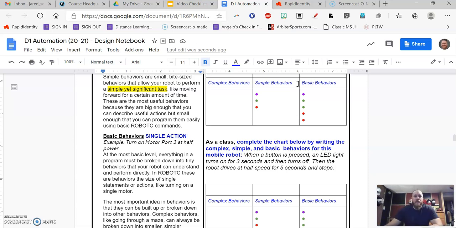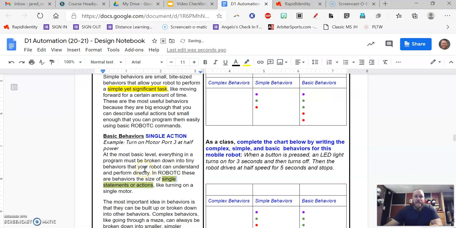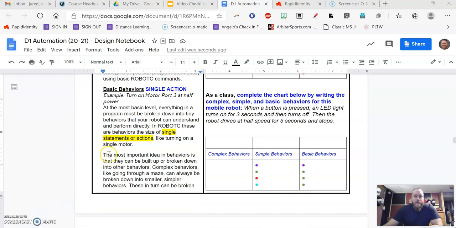And when we are coding, we need to take a complex behavior and break it all the way down into basic behaviors. These are single statements or actions. Okay, that's what I want to highlight in terms of what a basic behavior is. So go ahead and pause the video, write down that a basic behavior is a single action, and get your highlighting done. Continuing on, right here.